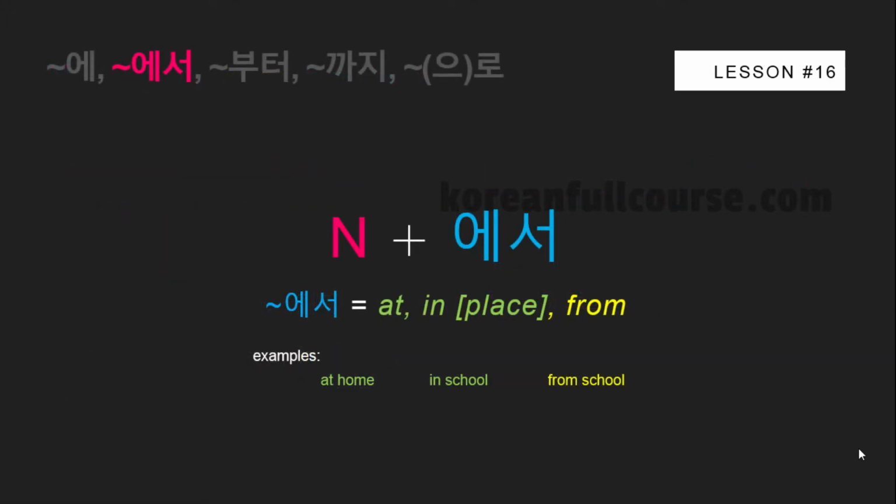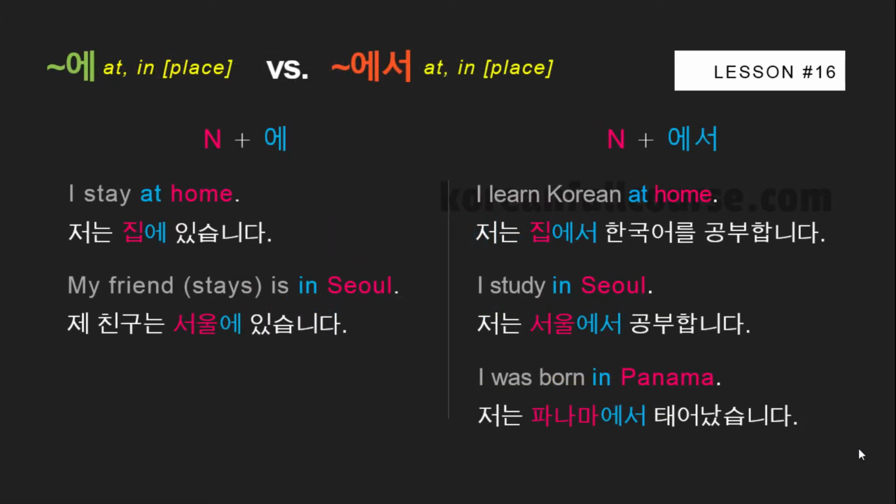Okay, the next preposition is 에서, which is also translated into English as at and in, same as the previous preposition 에. But in addition to that, it also has the meaning from. For example, I came from Busan, I came from Seoul, I came from the United States. First, let's find out what is the difference between 에 and 에서, since they both are translated as at and in. Pause the video and try to guess what might be the difference between examples on the left-hand side and right-hand side.